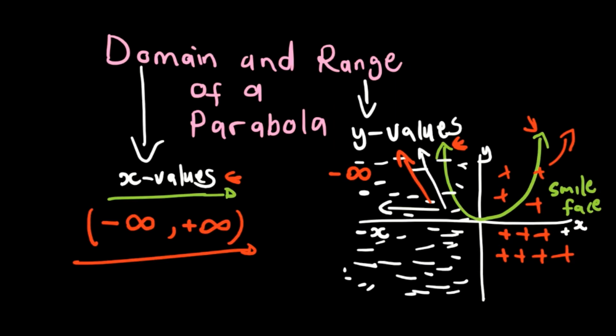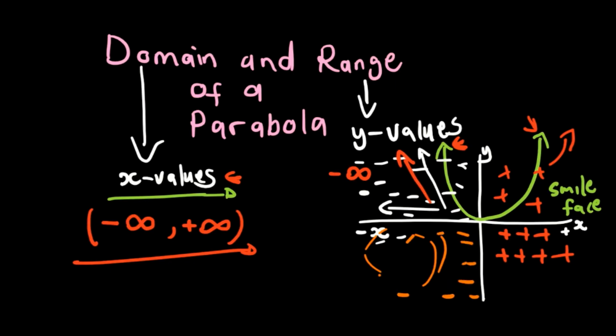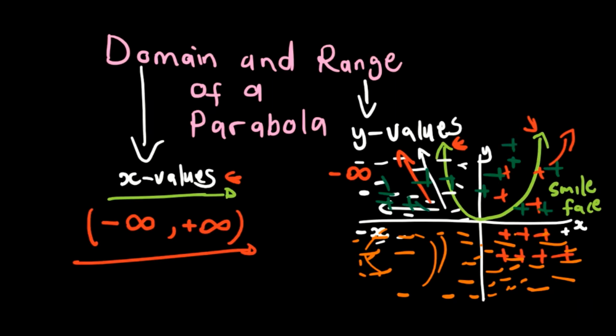Now if we talk of the range, right? For the range of the graph, we're talking of the y values, as I said. The y values in this part of the graph are negative, because this part is negative. The y values are negative all the way, even this side. But if you go to this upper part of the graph, the y values are positive. Every y value is just going to be positive.